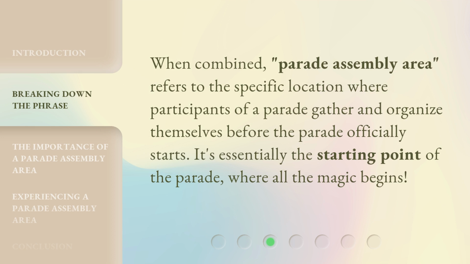When combined, parade assembly area refers to the specific location where participants of a parade gather and organize themselves before the parade officially starts. It's essentially the starting point of the parade, where all the magic begins.